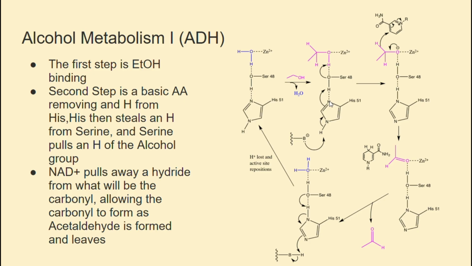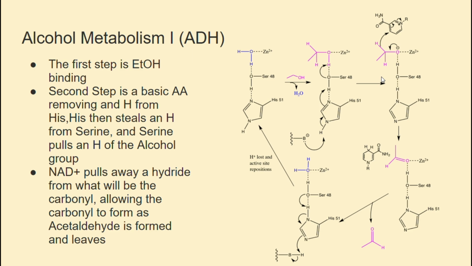Now, this carbon-nitrogen double bond right here is going to go ahead and break, put that electron density onto the nitrogen, and nitrogen is then going to attack the hydrogen of serine 48. That is going to lead to that electron density being pushed onto the oxygen. The oxygen is going to push it right into this hydrogen, basically reforming that alcohol bond, and leaving this oxygen to be negatively charged, being stabilized by zinc.